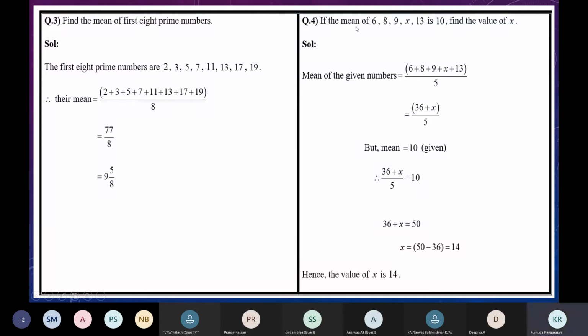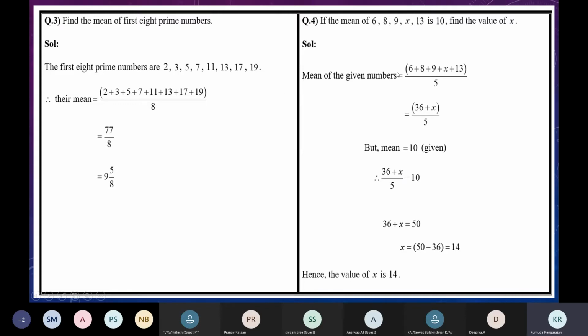All right, children. The mean is given to us. If the mean of 6, 8, 9, x, and 13, so these are the 5 values given to us, where we have to find x, is 10, then what is the value of x?